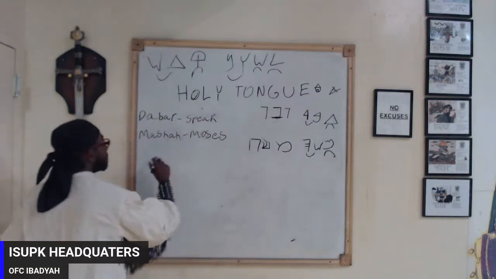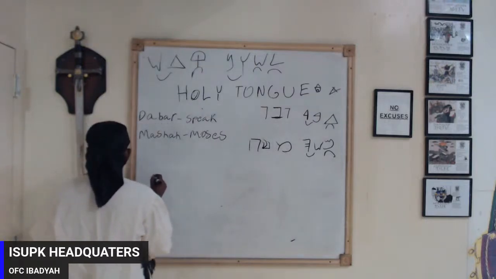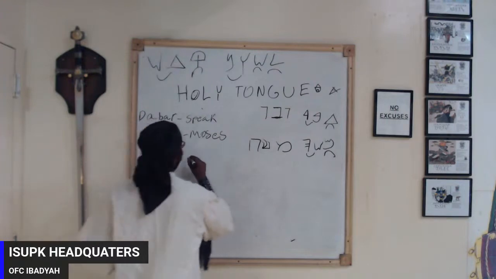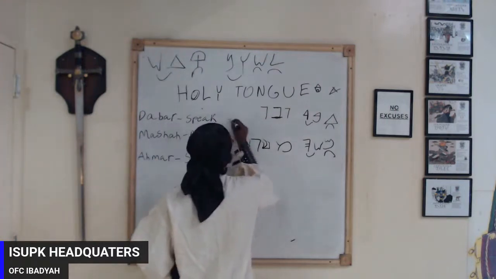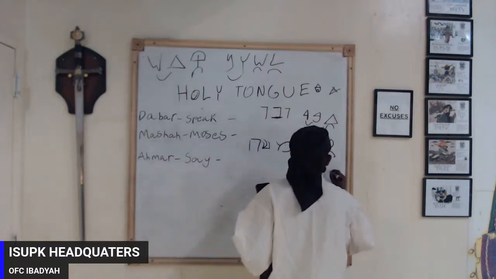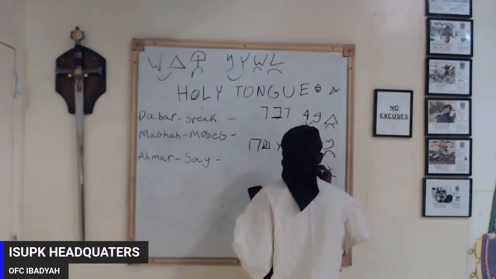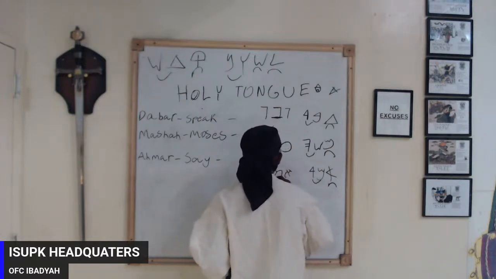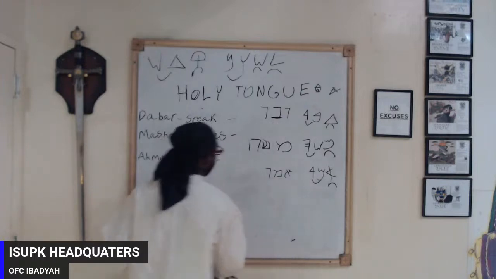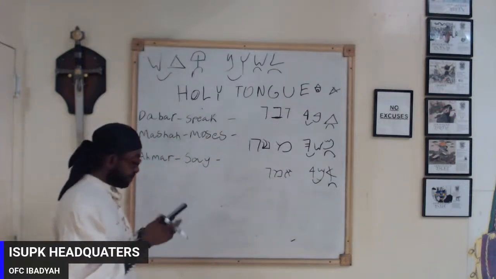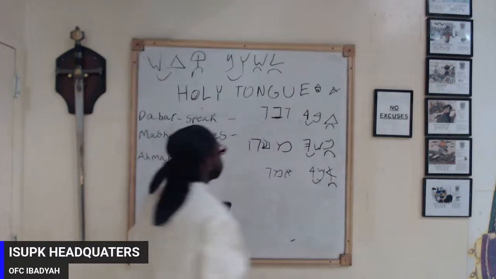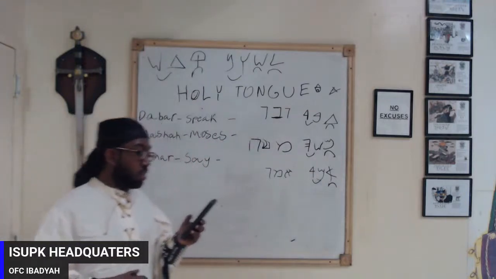Mosha, which is Moses. Amar, which is say, which is a little different than speak. Right? Amar. That's amar, right? To say. These are three of the most common words you'll see in the Torah.